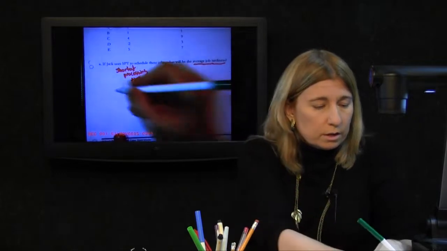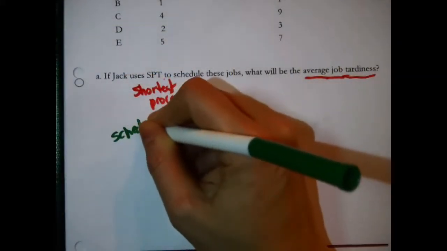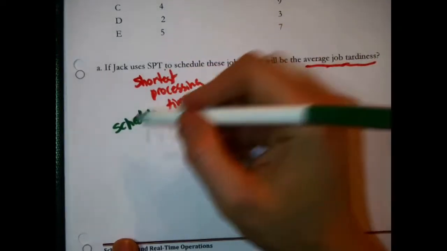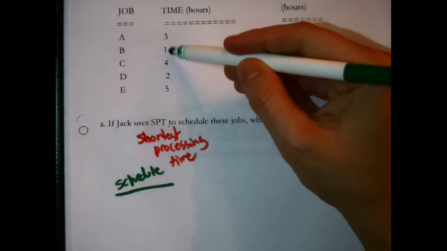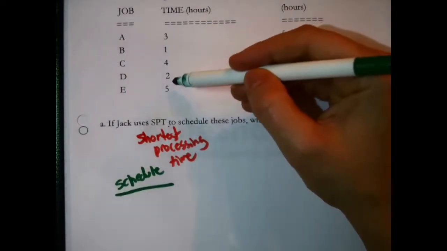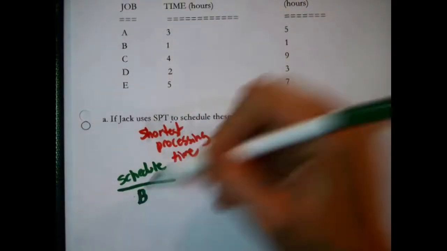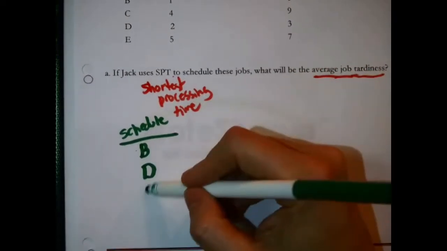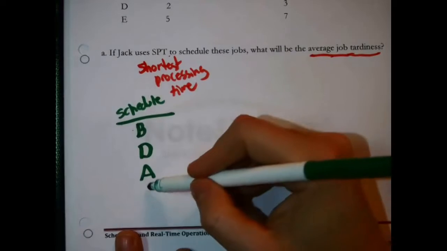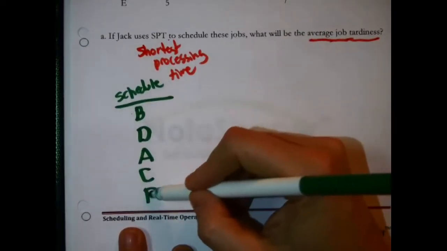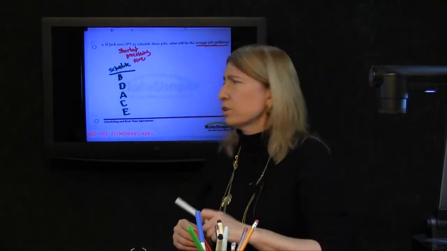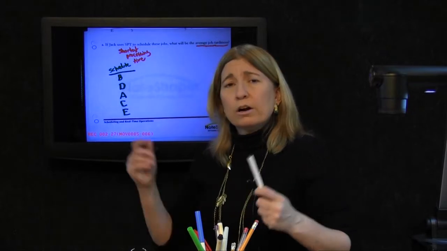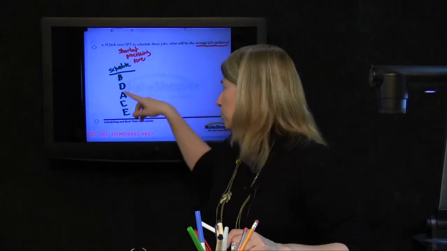Let me see. Schedule. What is the actual schedule? Well, if he's using shortest processing time, that means that he's sorting by the processing time from the shortest to the longest. So that means that B would go first. I'm just going to note that. B would go first, D would go second, A would go third, C would go fourth, and E would go fifth. Because Jack can only do one of these jobs at a time, your priority sequencing rule, like shortest processing time, is simply a rule for sorting.